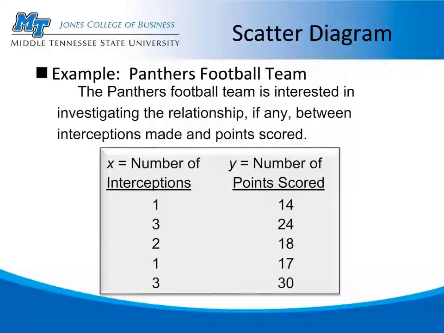There were a couple of games in this data set where there were 3 interceptions. One time there were 24 points scored, the other time there were 30 points scored. Only one of these games had 2 interceptions, and in that game there were 18 points scored. You can take and graph these points and you can look to see if there's a relationship.